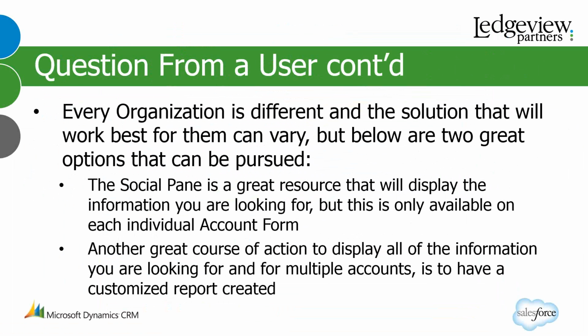Social pane is one that doesn't require any extra work. It is built right into the system. So if you use the social pane, it'll display this information for you, but it is only available on each individual account form. So each account that you want to look this up for, you need to go into their account record and look this information up. Another great course of action to display all this information you're looking for with multiple accounts is to have a customized report created. As you are looking for multiple types of information that the system does not readily display, that is what makes it a custom report.